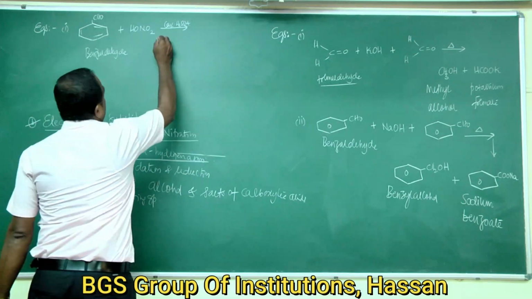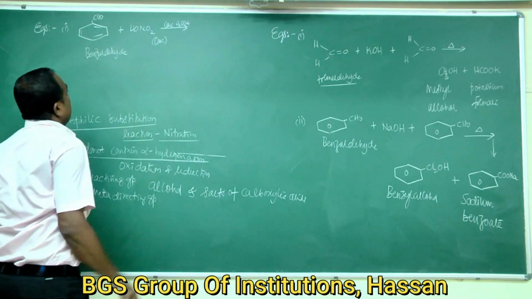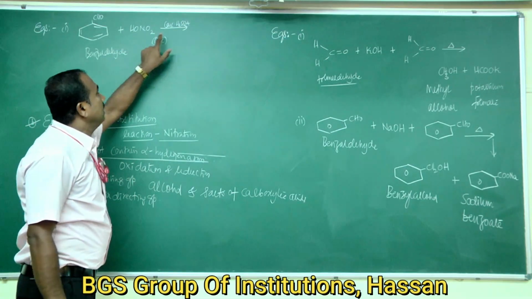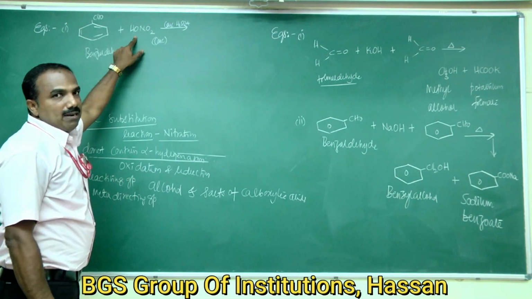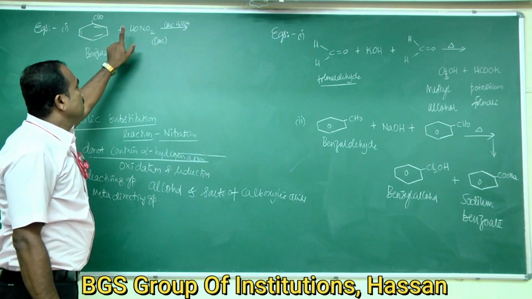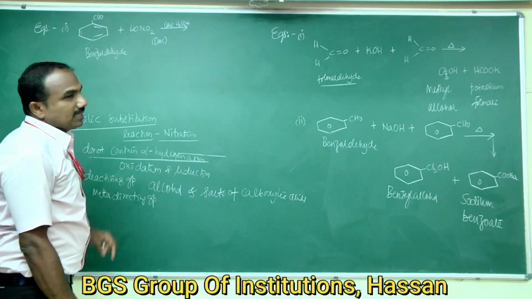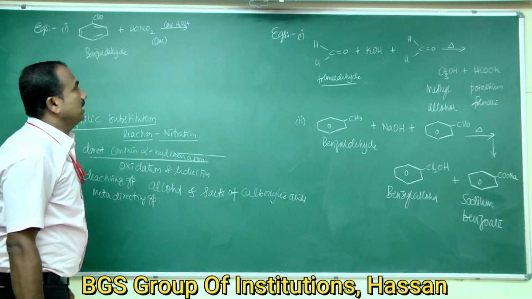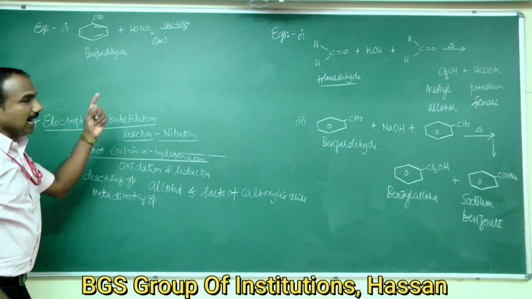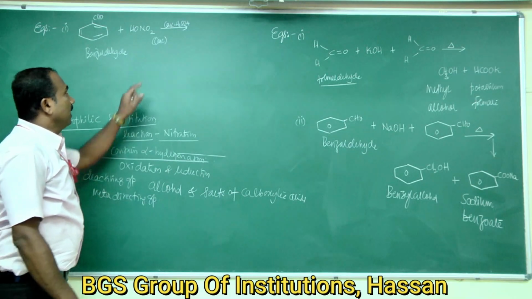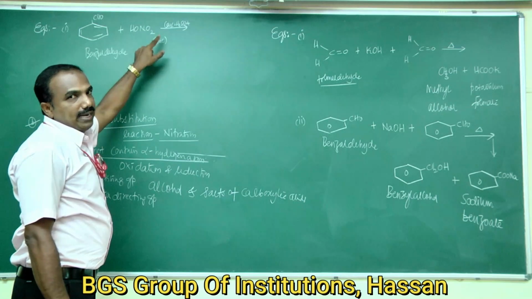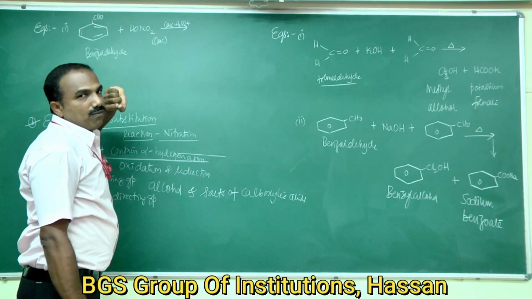So when benzaldehyde is treated with concentrated nitric acid in presence of concentrated sulfuric acid, nitric acid is HNO3. For the sake of simplicity, I have written HONO2. Therefore NO2 acts as an electrophile. Concentrated sulfuric acid acts as a catalyst in order to release the electrophile called nitronium ion, and also it acts as a good dehydrating agent. It removes elements of a water molecule.